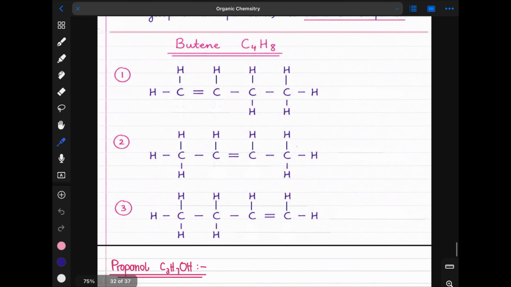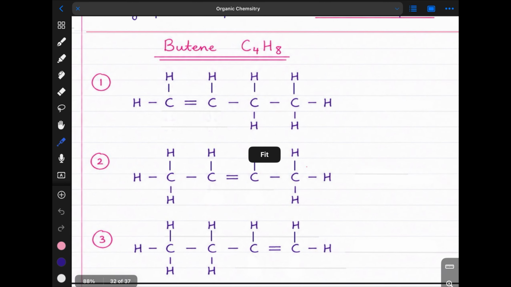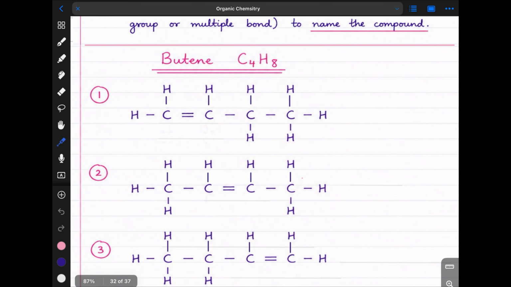Let's apply them to this example of butene. Here we have got the structure 1, and the first rule said that we have to identify the longest chain. And as you can see that there is no other chain present here, so this will be our longest chain. Now let's start numbering it from the end that gives us the functional group.